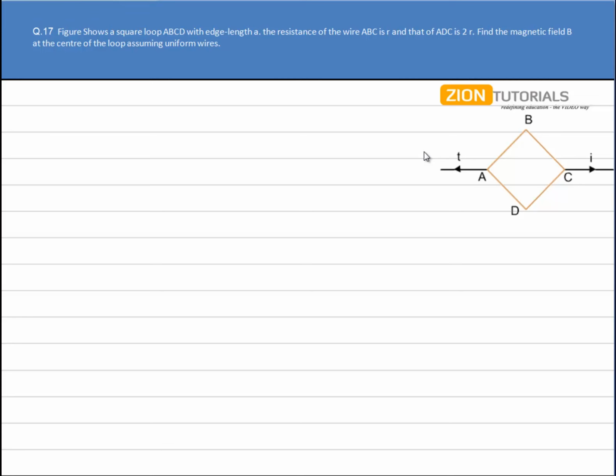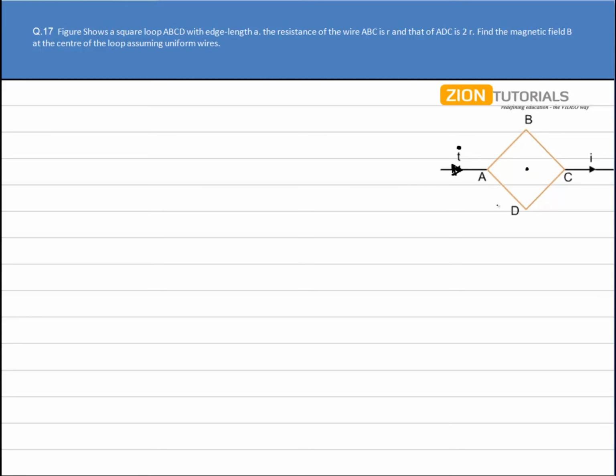Now we have a square loop ABCD with an edge length of a. The resistance of the wire ABC is R and ADC is 2R. Find the magnetic field B at the center of the loop, assuming uniform wires. Okay, now there is a correction: this is the current I, and the direction is this. Alright, now we have to calculate the magnetic field at its center.